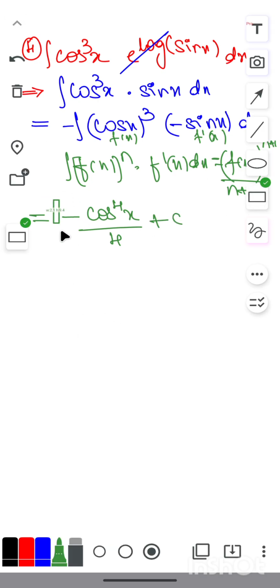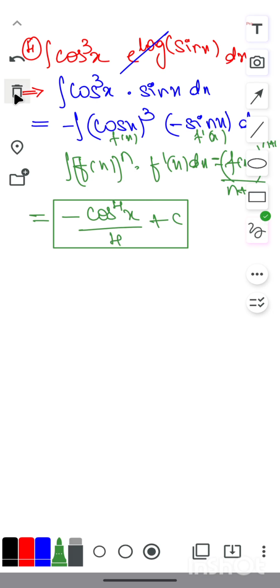Integration of cos x to the power 3 into minus of sin x is minus of cos power 4x whole divided by 4 plus c. Hope you have understood. Moving to the next question.